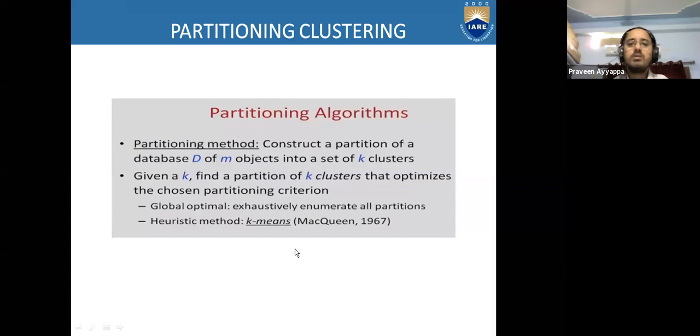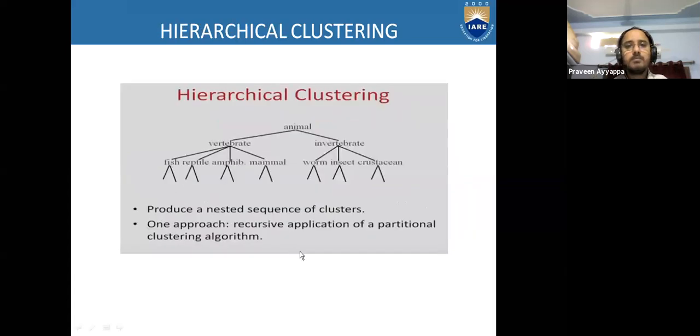So this is about the partitioning algorithm. Next, what we have is the hierarchical clustering, where you better know the meaning of hierarchy because we have studied about this hierarchy in various subjects. Hierarchy of storage devices, hierarchy in the trees, BFS, DFS, etc., etc.